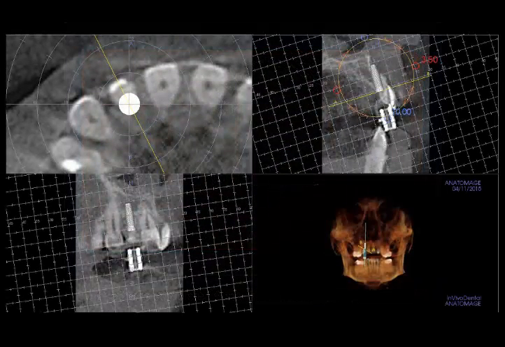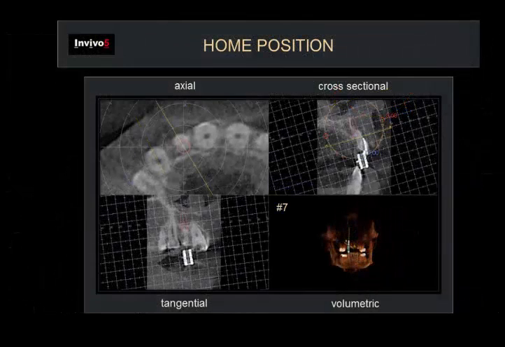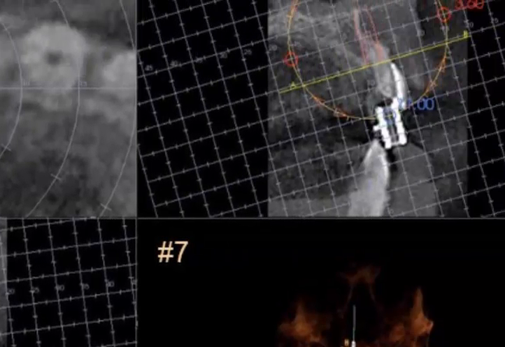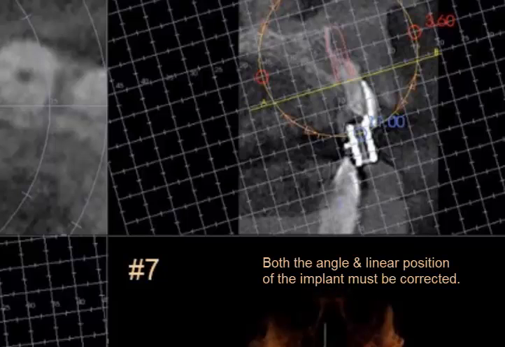A virtual implant is selected and placed in the software. The home position is the position where the virtual implant is aligned with the guide sleeve in both the tangential view and the cross-sectional view. In the cross-sectional view, the bone inadequacy in the buccal can be observed. Both the angle of the implant and the linear position of the implant must be corrected.